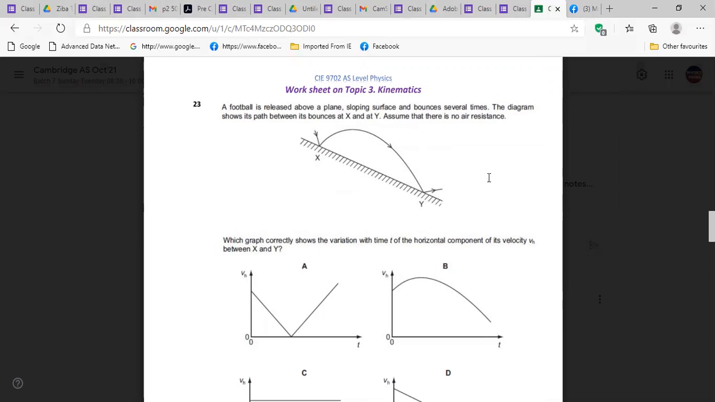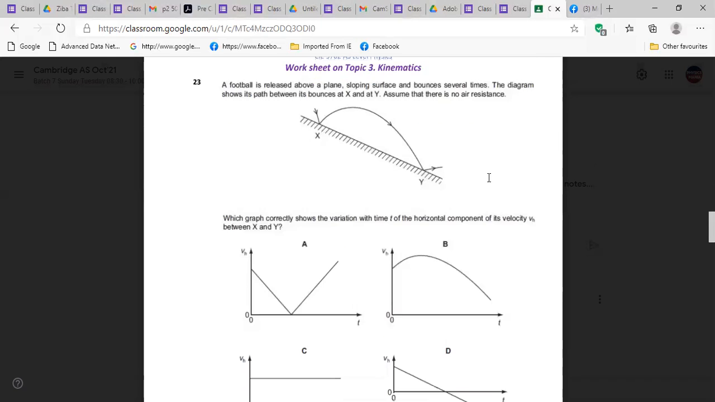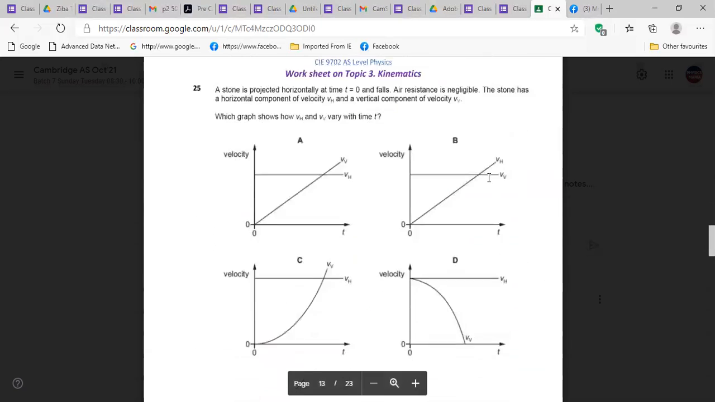In the first condition, the horizontal component is constant and the vertical component always increases, no decreasing, right? Like this one, 25 we did, right? The vertical component always increases, right? Yes, sir. And if there is air resistance, then there will be a decreasing gradient. There will be a less steep gradient, right?